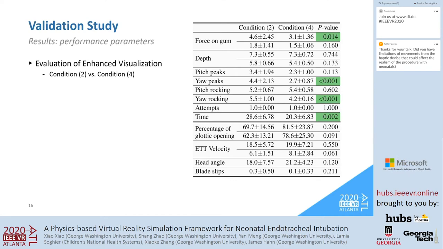In condition 4, with enhanced visualization, the maximum force on gum, the peaks, rocking, and the time are all significantly lower than in condition 2. Though not statistically significant, the percentages of glottis opening are on average higher in condition 4 with enhanced visualization, and the head angles are on average closer to the optimal angle in condition 4, which indicates our enhanced visualization tools are helpful in guiding trainees during the procedure.